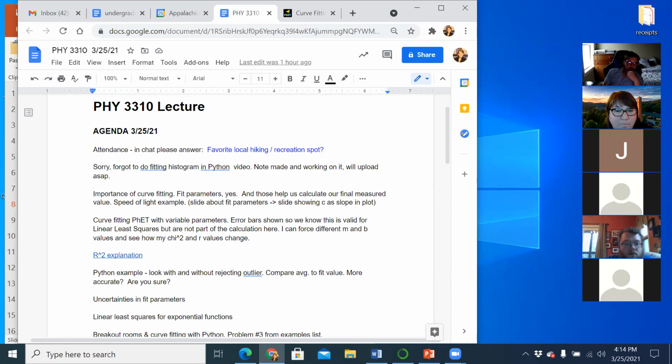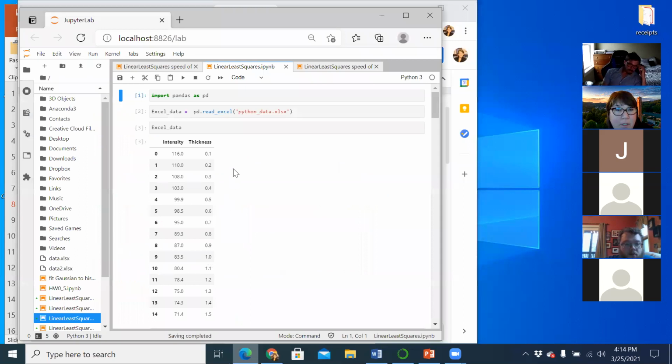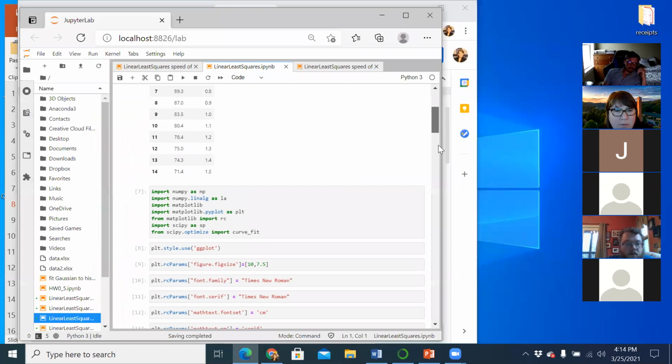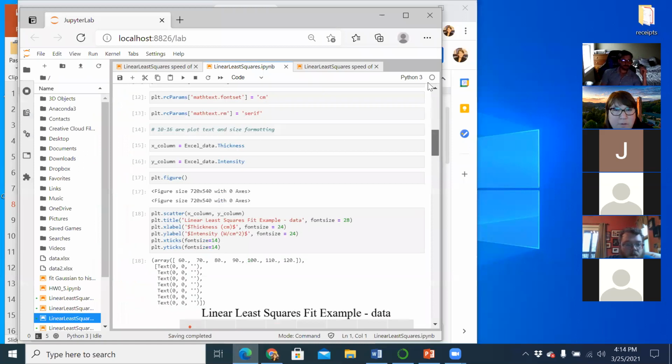Okay. We looked at some Python code last time, and I wanted to point out this funky outlier. Oh, that's not the right one.